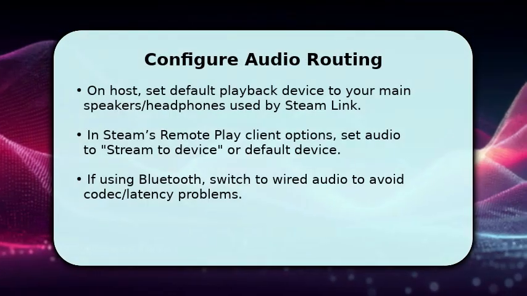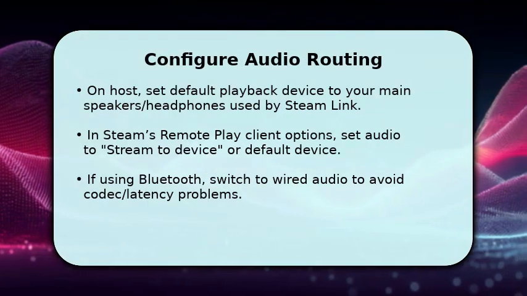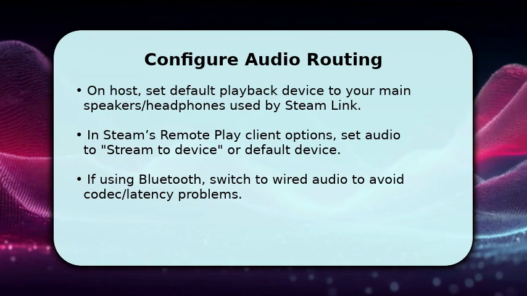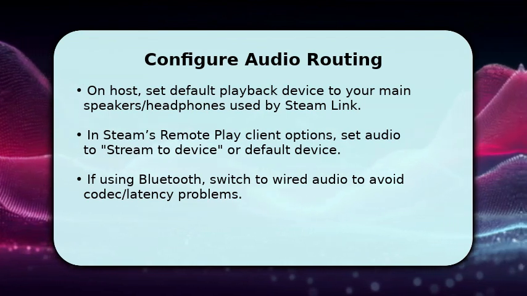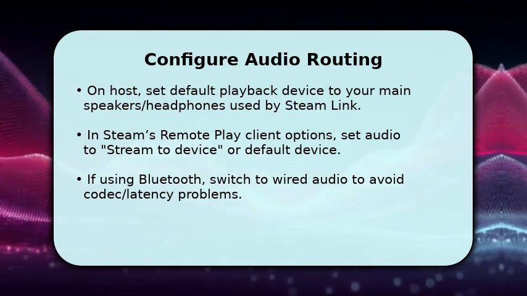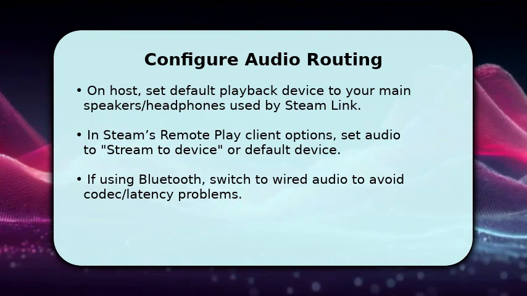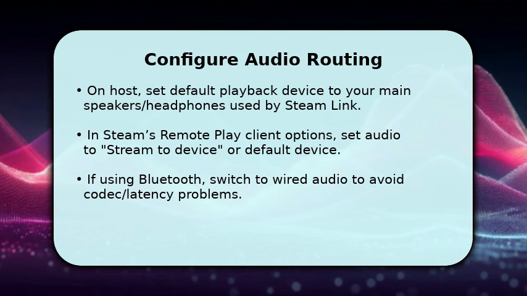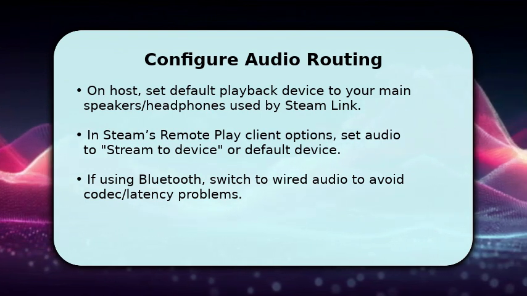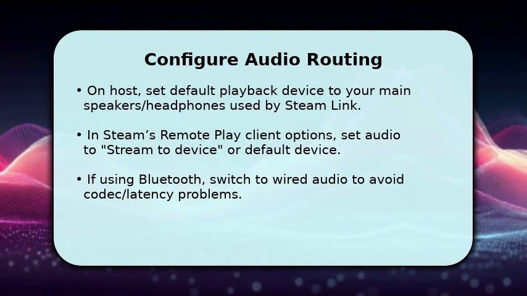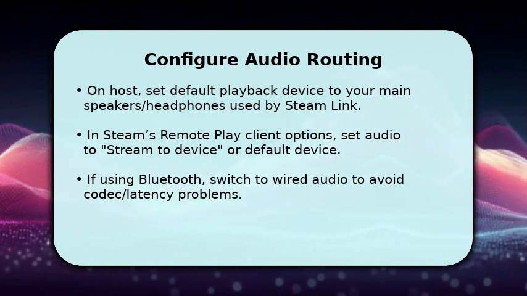Now you configure routing so the stream actually sends sound. On the host OS, set the default playback device to the speakers or headphones you want the link to use. This is what Steam captures. In Steam's Remote Play settings on the host, choose audio output as Stream to Device or the same default device explicitly. This forces audio into the stream instead of local-only output.